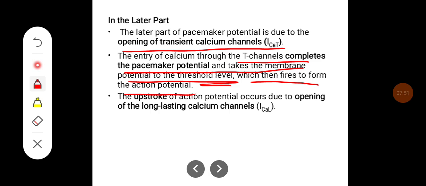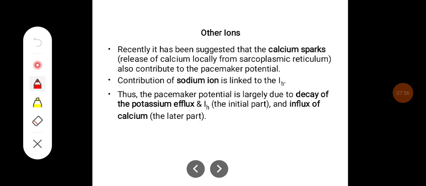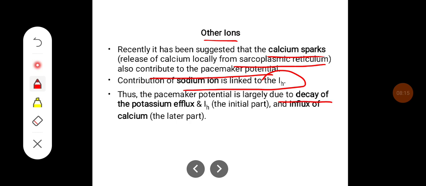The upstroke of the action potential occurs due to the opening of the long-lasting calcium channels. Recently, it has been suggested that calcium sparks, the release of calcium locally from the sarcoplasmic reticulum, also contribute to the pacemaker potential. The contribution of sodium ion is linked to the funny current. Thus, the pacemaker potential is largely due to the decay of potassium and the funny current in the initial part, and it is because of the influx of calcium in the later part.